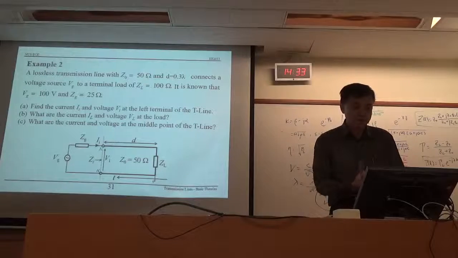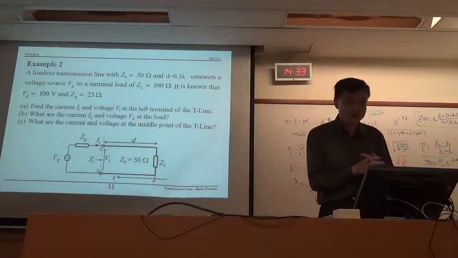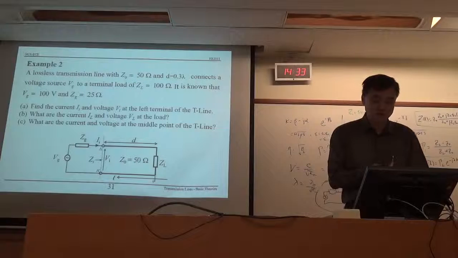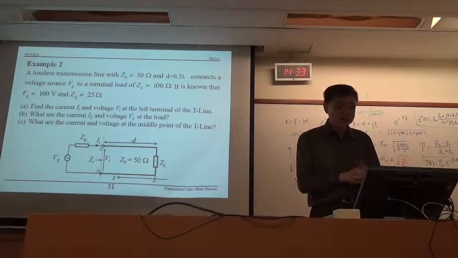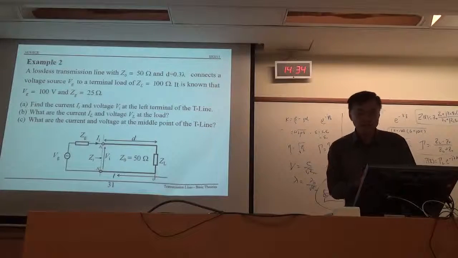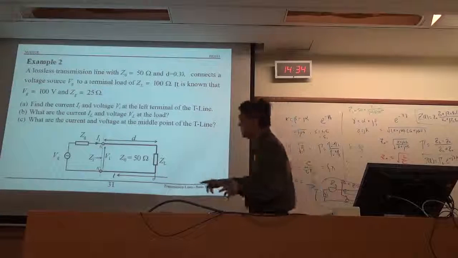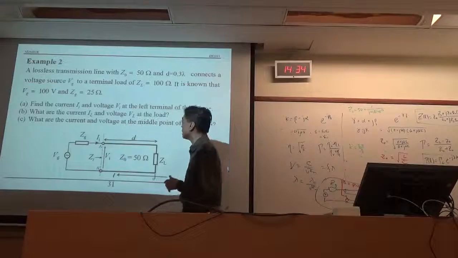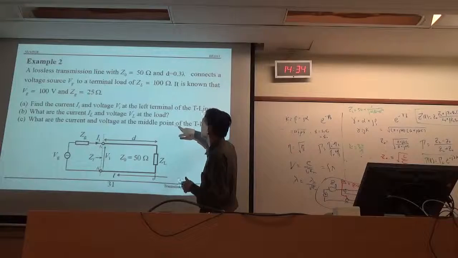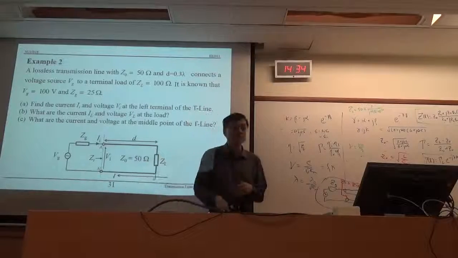Now, example 2. A lossless transmission line with Z0 equal to 50 ohm and D equal to 0.3 lambda connects a voltage source Vg to a terminal load of ZL equal to 100 ohm. It is known that Vg equal to 100 volt and Zg equal to 25 ohm. Find the current Ii and voltage Vi at the left terminal of the transmission line. What are the current IL and voltage VL at the load? What are the current and voltage at the middle of the transmission line?